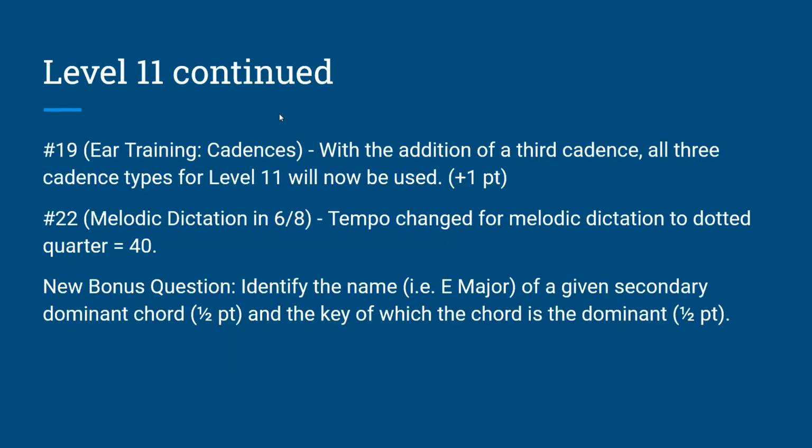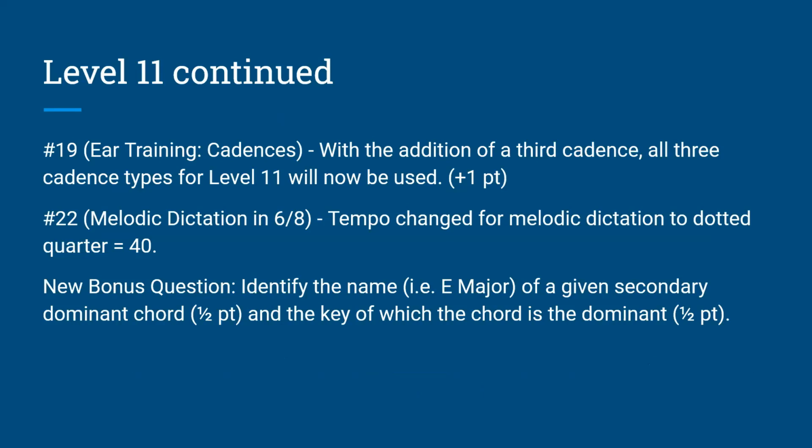Level 11, number 19, the cadences will have the addition of a third cadence to where all 3 cadence types will now be used. This will allow them to hear the 3 different types and tell the difference, so that they will hear the half, the plagal, and the authentic and know the difference instead of only hearing 2 of the 3.